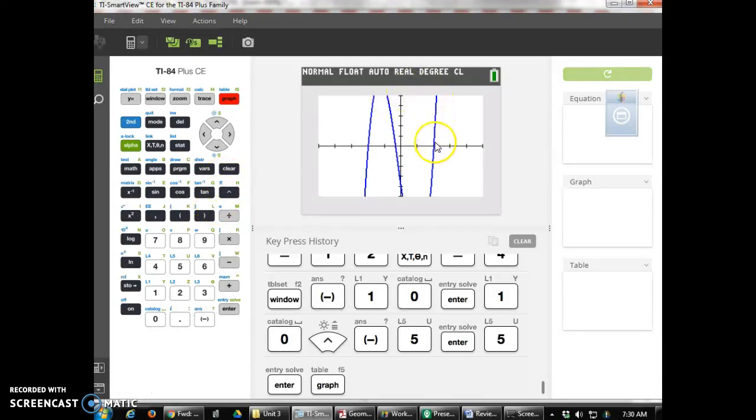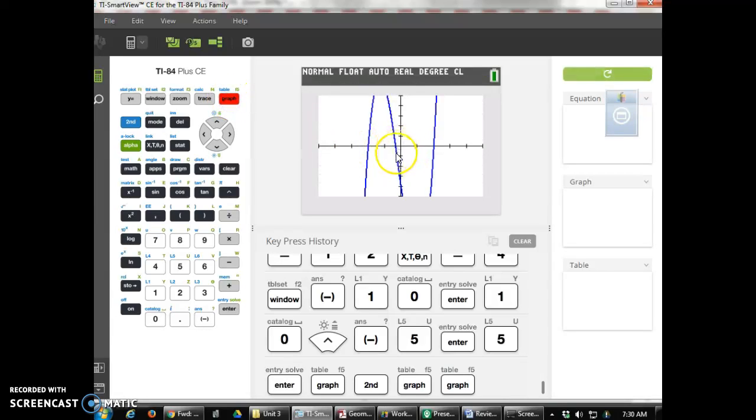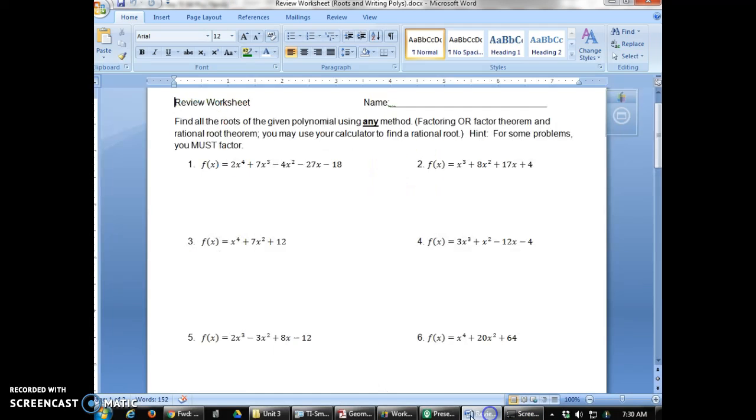Okay, now, it looks like there may be one here at 2, and it looks like there may be one here at -2, but I'm not really sure what that is, so let's go second, calc, and yes, -2 and 2. So going back to the graph, and then this could be a negative, like, let me show you.